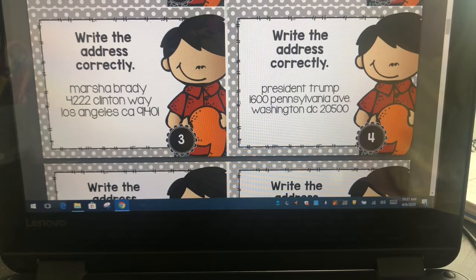For the next one, to President Trump, his address, we're going to write President Trump, 1600, ooh, this is a long word, Pennsylvania Avenue, Washington, D.C., 20500. Again, pause the video now to write the address correctly and then hit play to get the answer.